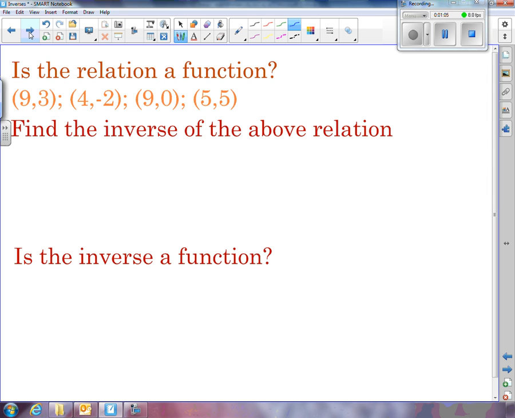So now let's look at this new relation. We have a set of points. Here let's determine whether or not this relation is a function. We have this point 9, 3 and this point 9, 0, which breaks the function rule. 9 has two different outputs. That's not allowed. So this original relation is not a function.